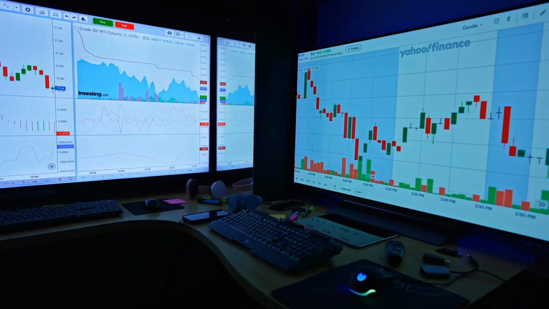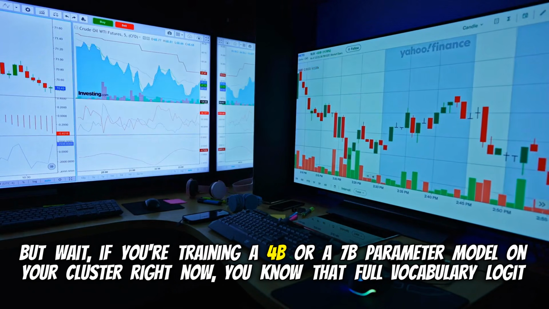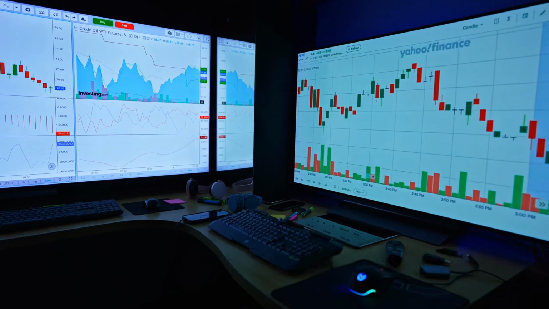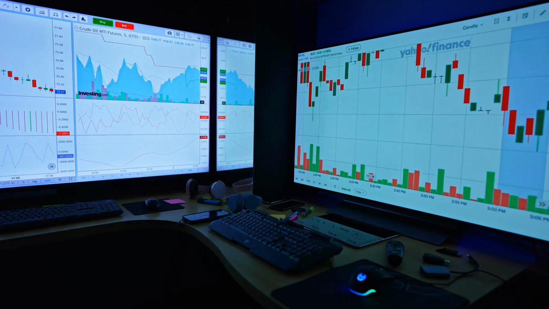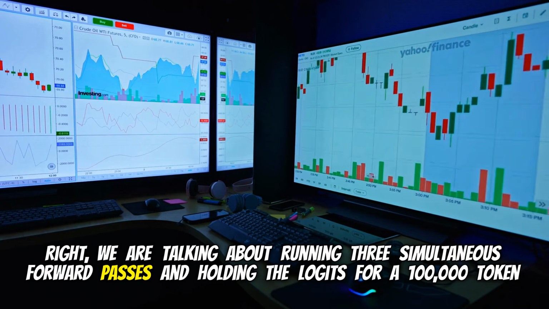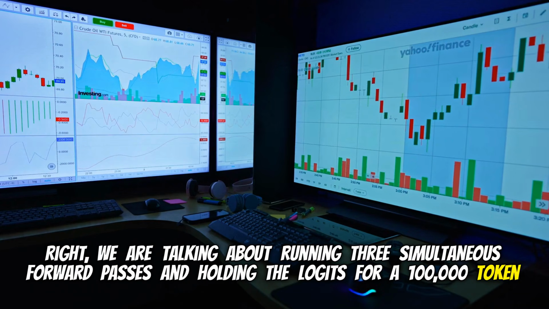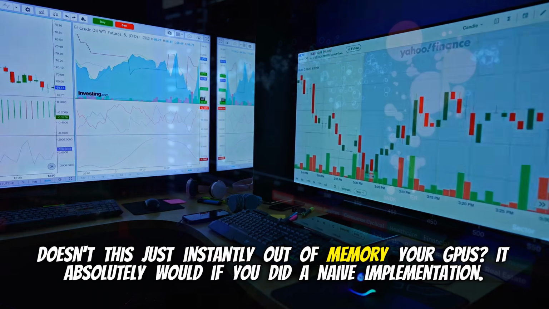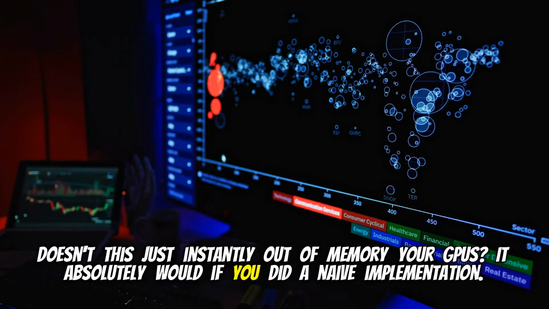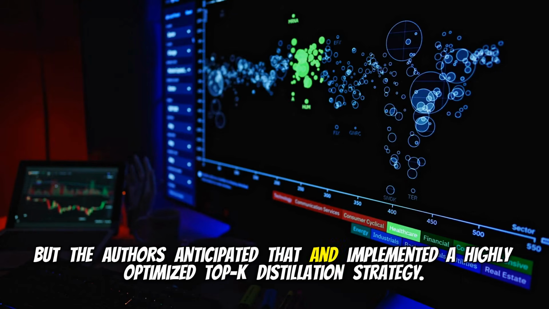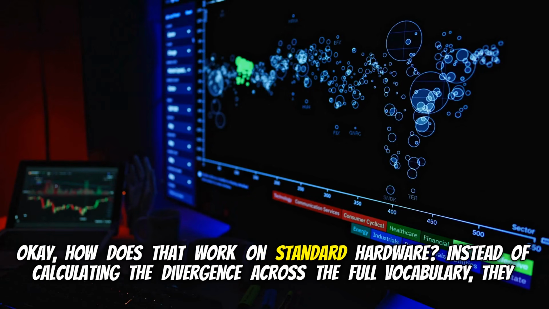It makes total sense. But wait, if you're training a 4B or a 7B parameter model on your cluster right now, you know that full vocabulary logit distillation is an absolute memory nightmare. No, it's brutal on VRAM. Right. We are talking about running three simultaneous forward passes and holding the logits for a 100,000 token vocabulary at every single position. Doesn't this just instantly out-of-memory your GPUs? It absolutely would if you did a naive implementation. But the authors anticipated that and implemented a highly optimized top-K distillation strategy. Okay, how does that work on standard hardware?